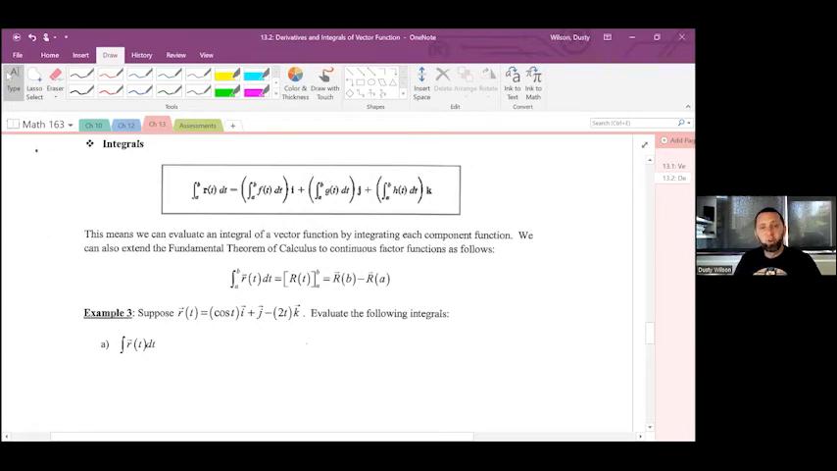We can also extend the fundamental theorem of calculus to continuous vector functions as follows. The integral from a to b of r(t) dt equals the antiderivative of r(t), so big R(t), evaluated from a to b, that is big R(b) minus big R(a).